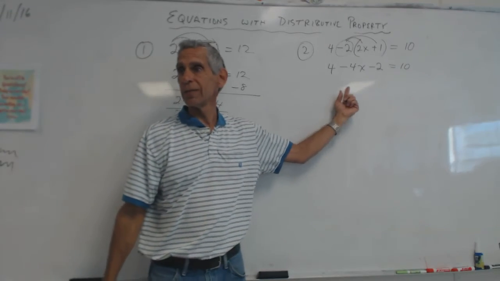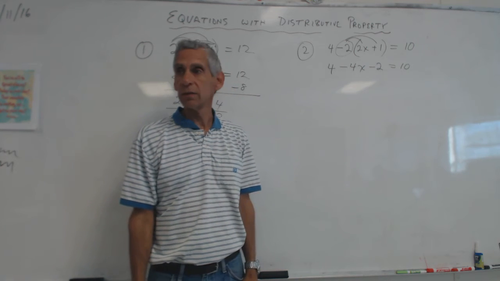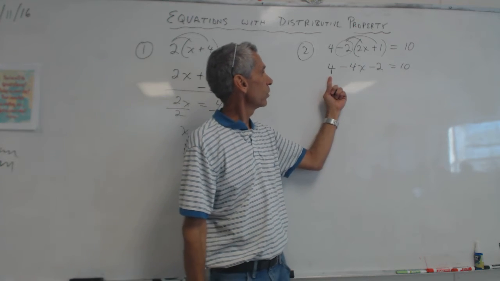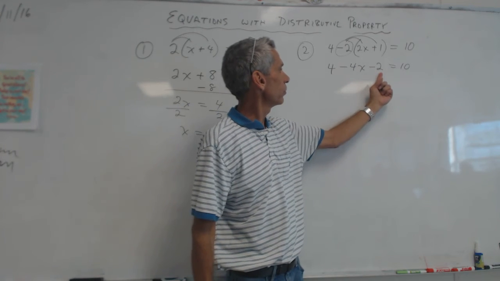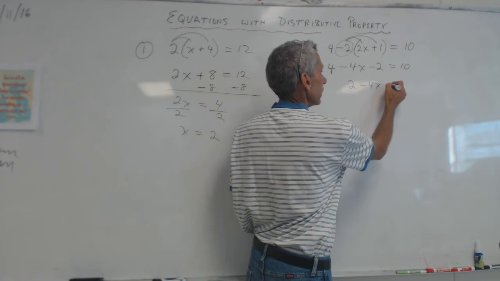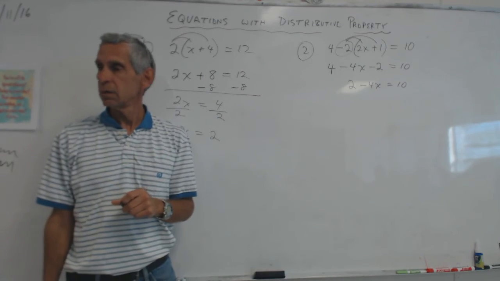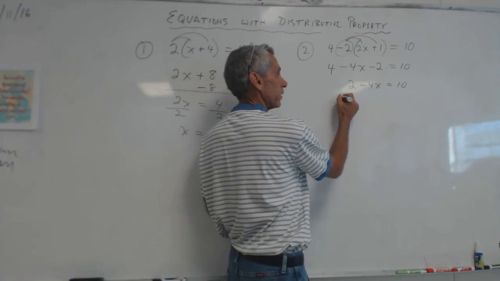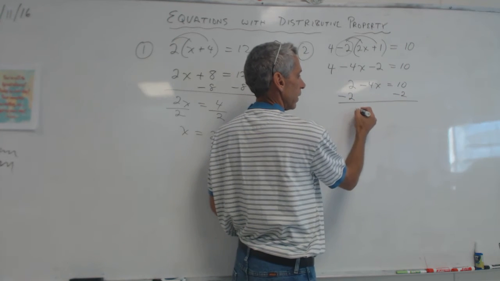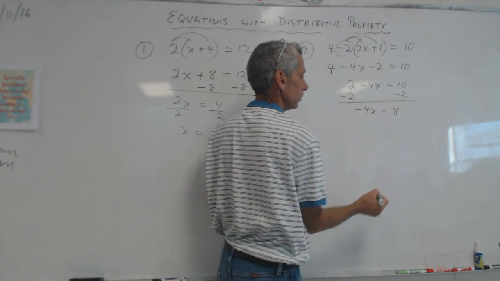Are there any like terms I can combine first? Yeah. Which ones? Yeah, because those don't have x's. So I could, what's 4 minus 2? 2. 2 minus 4x, right? Equals 10. Now what would I do? You would add 2? Oh, no, you would subtract 2. Subtract 2, right? I want the x's all by themselves. Subtract 2. So now I have negative 4x is equal to 8.